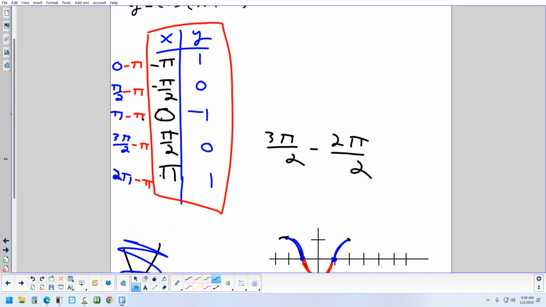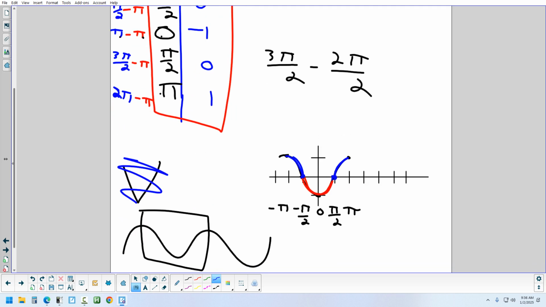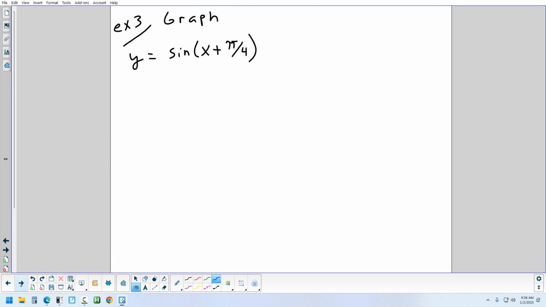Any questions on that one? Okay, let's do one more phase shift. A little tricky with the numbers because it's pi over 4. I'm not worried about sketching it because once you get your table, the sketch is easy.